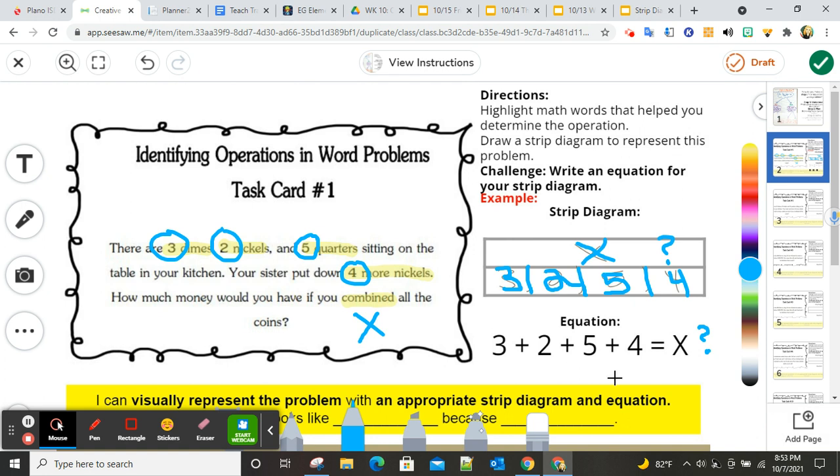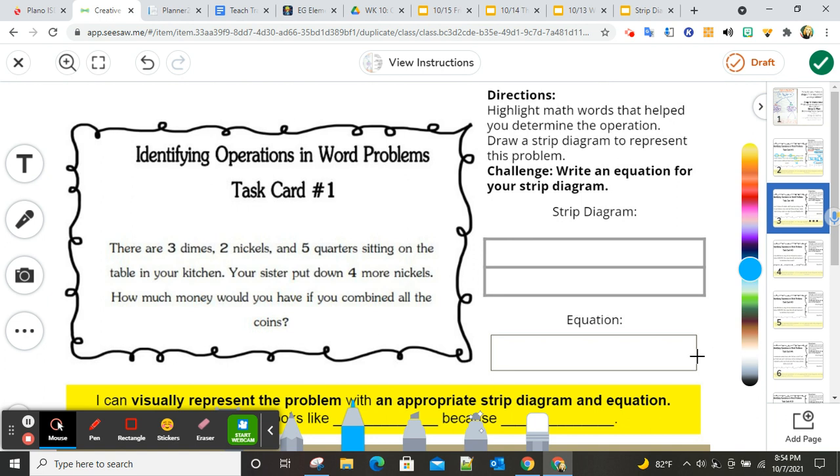So that is how you use strip diagrams, equations, the do you have a total model to get yourself ready to solve a word problem. Notice this is actually an addition problem. This is not the solving part. We are just representing, and we're using a strip diagram to represent, and we're using an equation to represent. Let's try one more together.